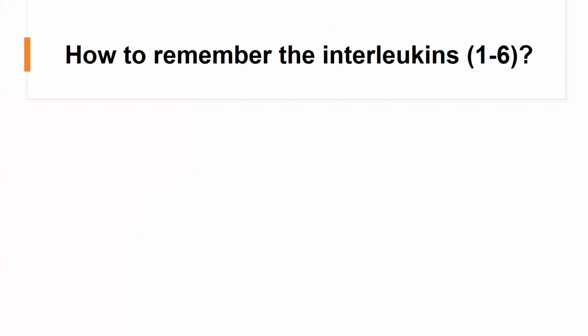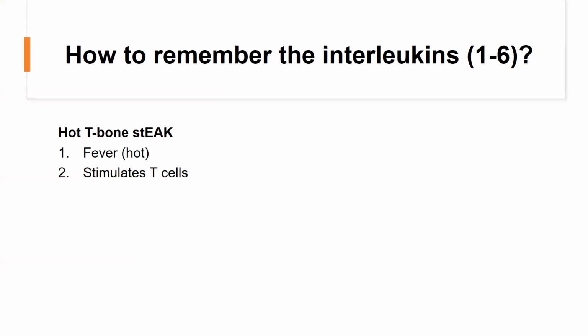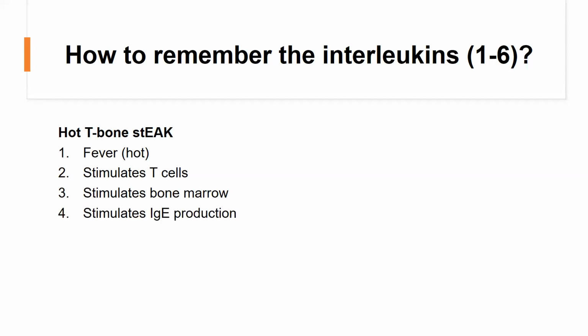And how to remember the interleukins and function. This is a mnemonic. It's your hot T-bone steak. I don't know if you've heard this one before, but fever is hot. That's IL-1. 2 stimulates T cells. That's your T in T-bone. Stimulates bone marrow. That's your actual bone in T-bone. That's 3. IL-4 stimulates IgE production.